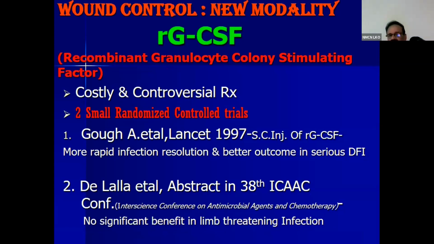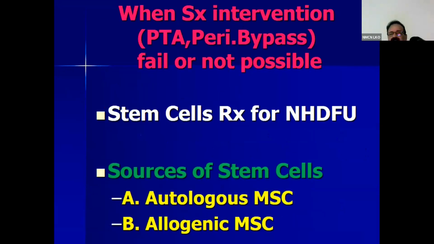Then another is the recombinant granulocyte colony stimulating factor. This also came into the limelight early, but unfortunately it is not so effective. It is costly also, and different trials have shown controversial results also. So it is not being used regularly.